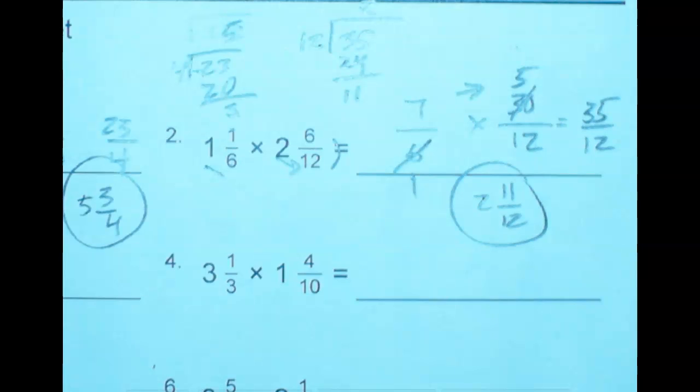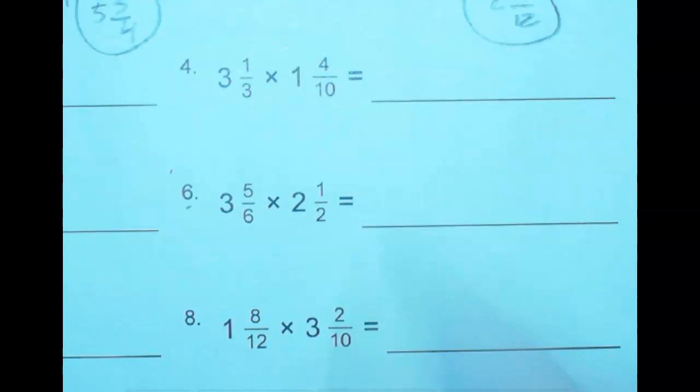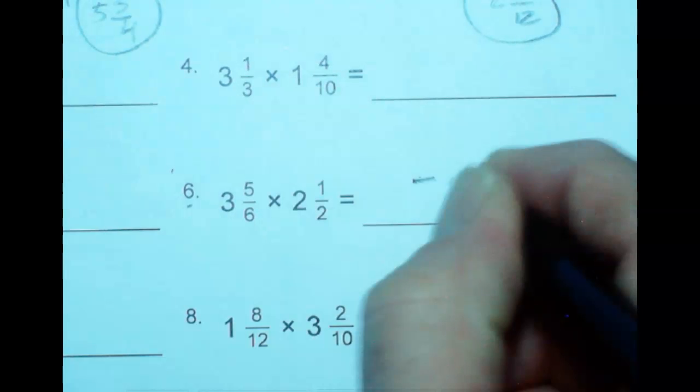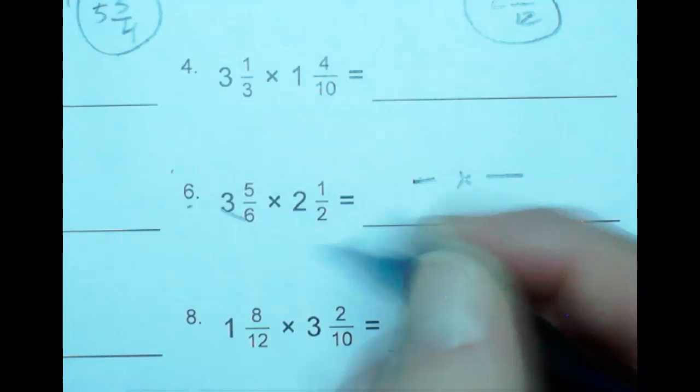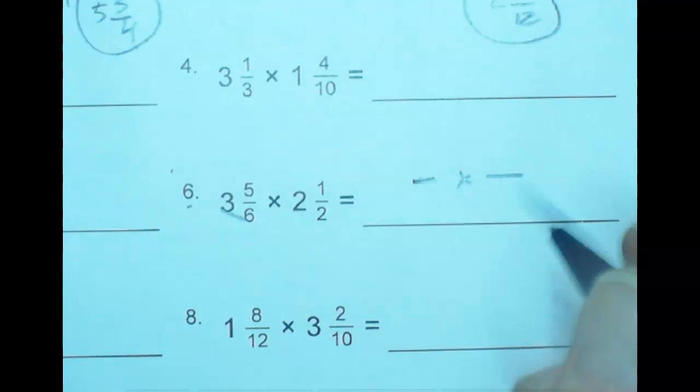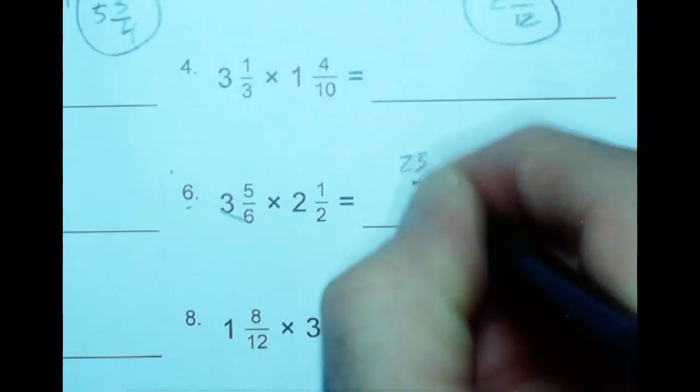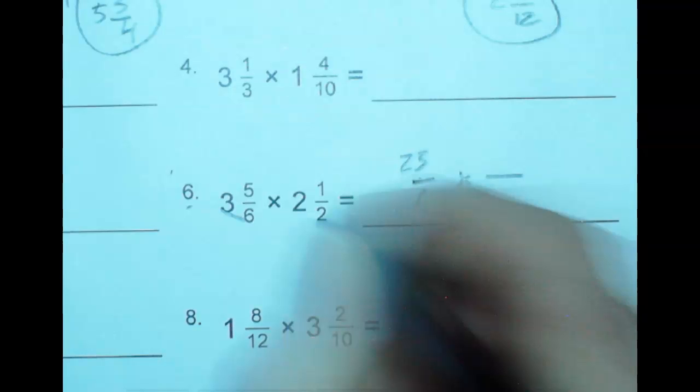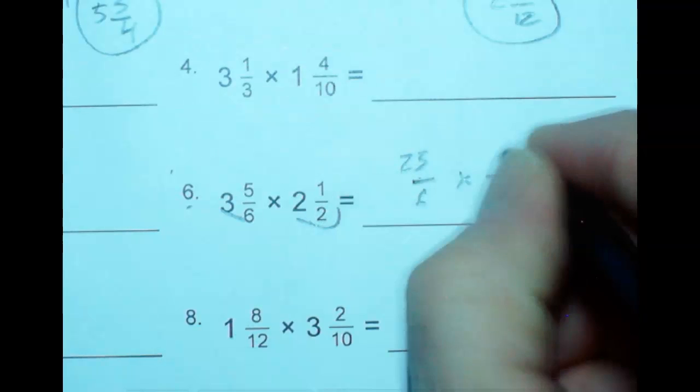Alright, let's do a couple more. Jump down a little bit. Make these into fractions. 3 times 6 is 18, plus 5 is 23/6. And 2 times 1 is 2, plus 1 is 5/2.